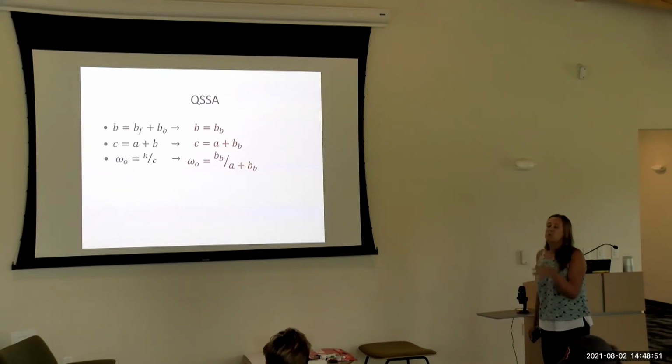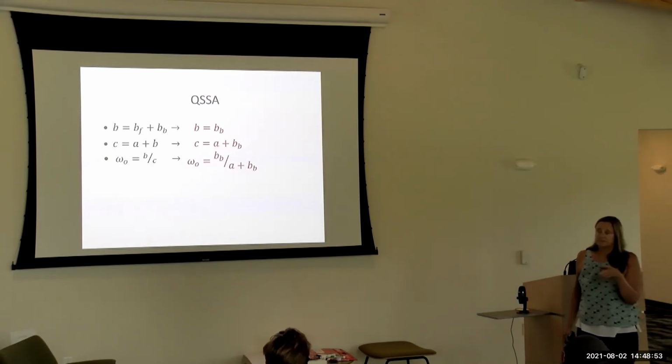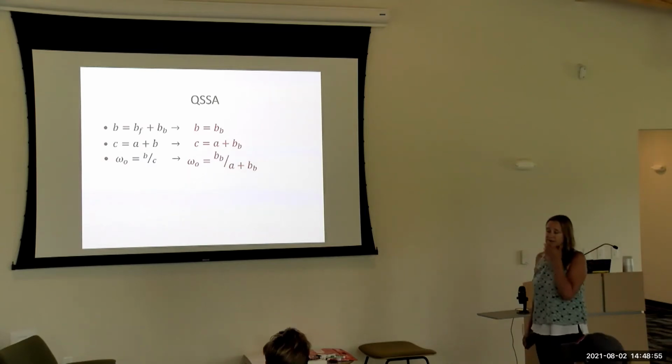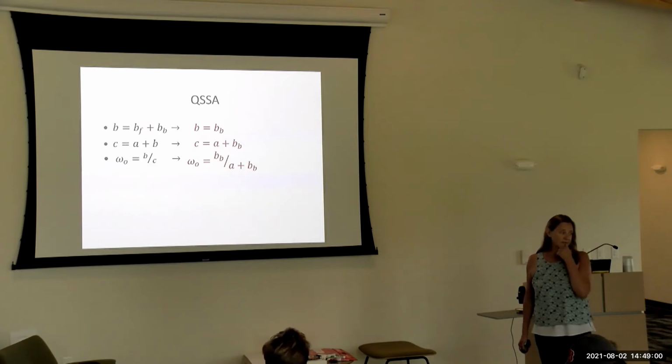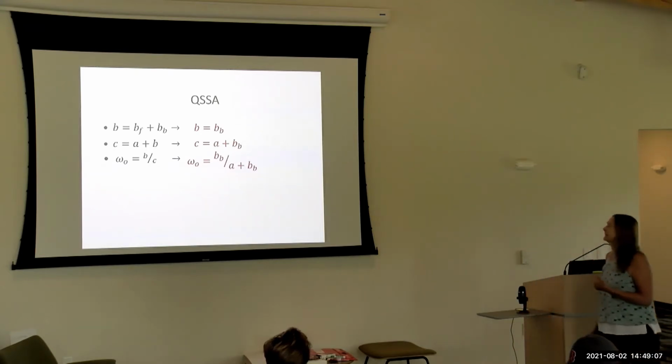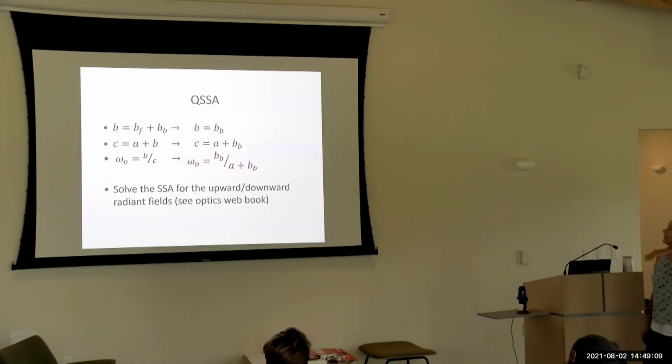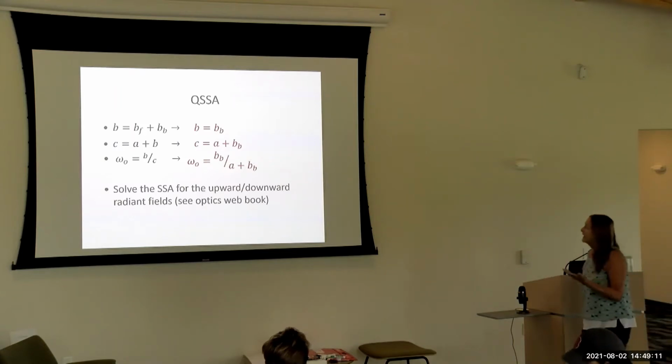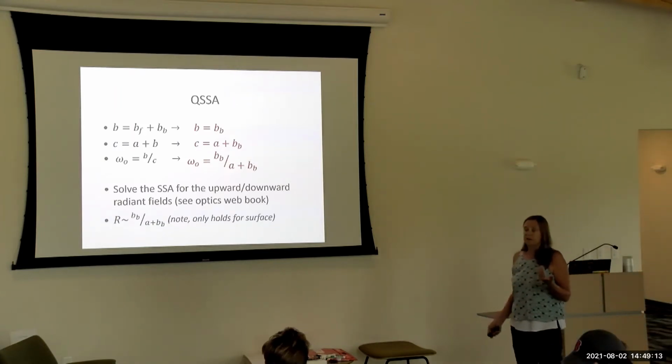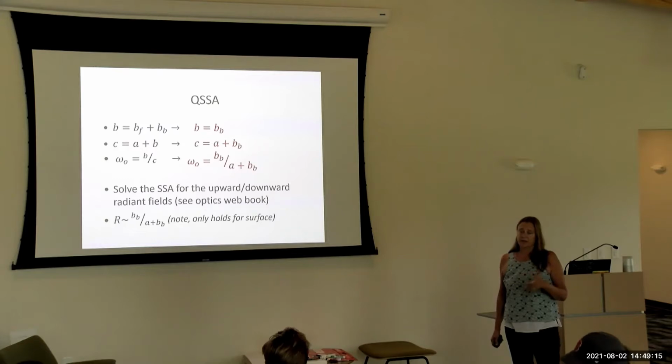So now you put that into the solution of the radiative transfer equation. And Kurt has done a beautiful job on the web book and in the PDF, where he goes through the entirety of that solution of the scattering approximation. It's really elegant and beautiful. You solve for the upward and downward radiance fields. And lo and behold, what you get is that the reflectance is proportional to backscattering over absorption plus backscattering.